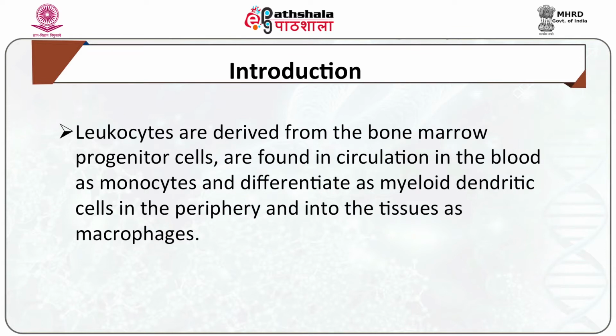Now the fundamental question is, why do leukocytes migrate to the tissues? Leukocytes are derived from the bone marrow progenitor cells and found in circulation as blood monocytes, and differentiate as myeloid dendritic cells into the periphery and into the tissues as macrophages.